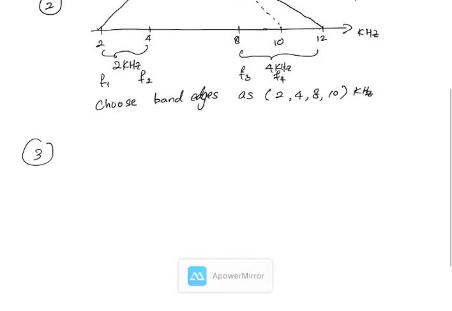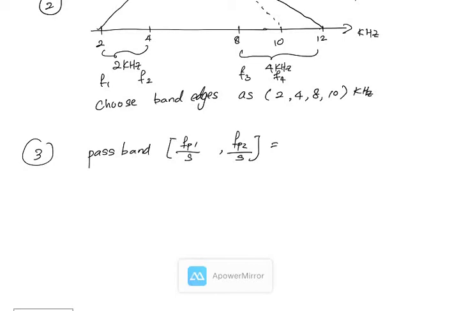So the third step is the digital frequency for the passband. For the passband, we have Fp1 divided by Fs and Fp2 divided by Fs. This means that the passband is 4, right? So 4 divided by 25, where Fs is 25 kHz. 4 divided by 25, you obtain 0.16. And then the other value for the passband is 8. So 8 divided by 25, you get 0.32.